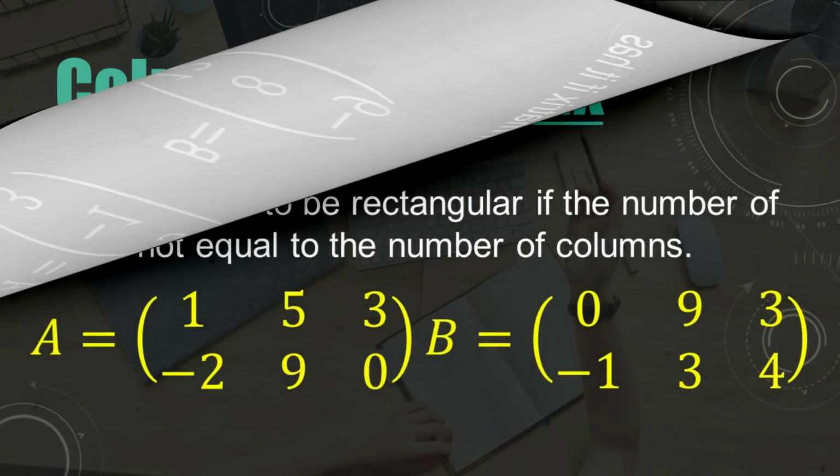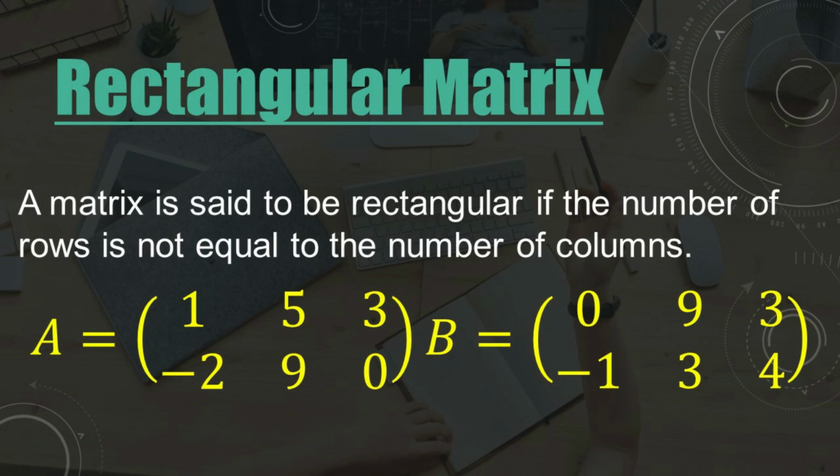The next one is rectangular matrix. Rectangular means the structure is like a rectangle, right? A matrix is said to be rectangular if the number of rows is not equal to the number of columns, right? So like a rectangle.